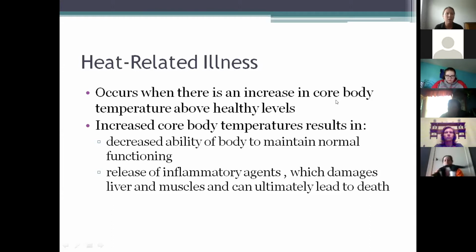Heat-related illnesses occur when there is an increase in the core body temperature above healthy levels. That increased core body temperature results in a few different things that happen in the body. First, it involves a decreased ability of the body to maintain normal functioning. Next, it also causes a release of inflammatory agents in our body. That could damage the liver, organs, muscles, and can ultimately lead to death if gone very far, if severe.